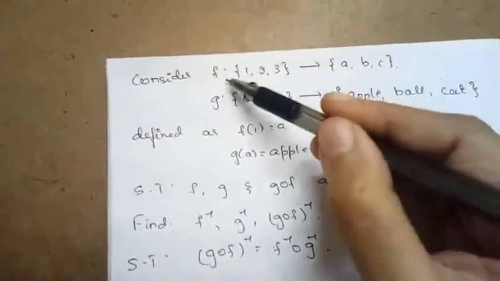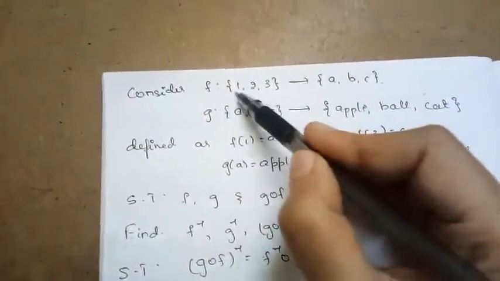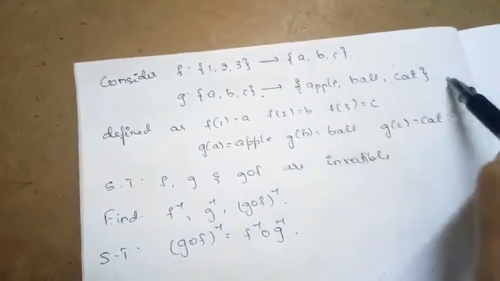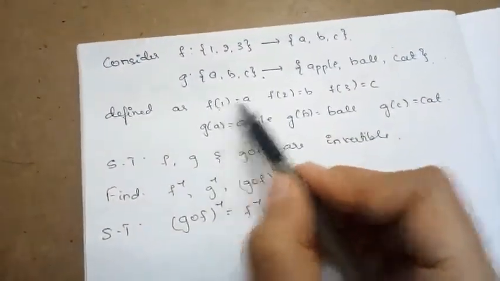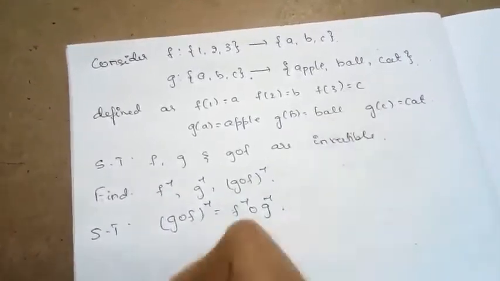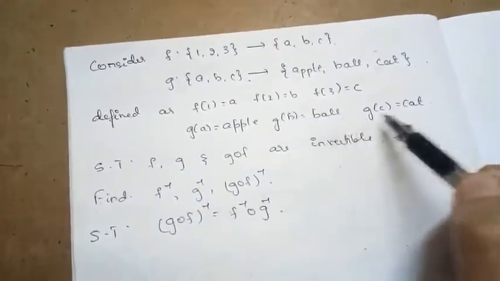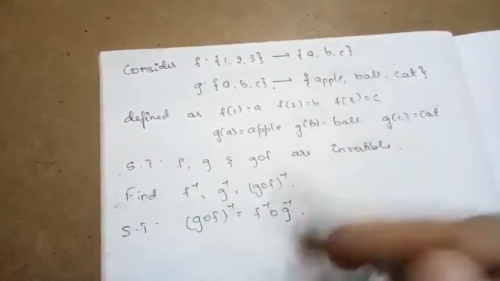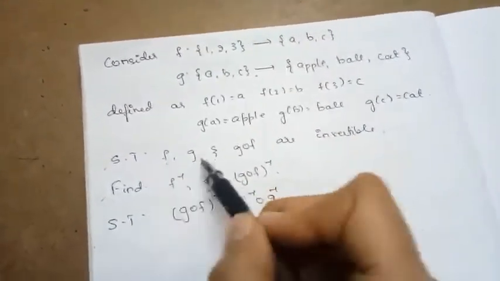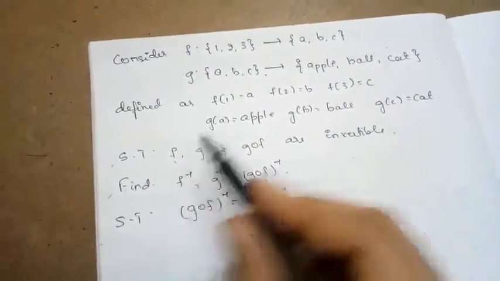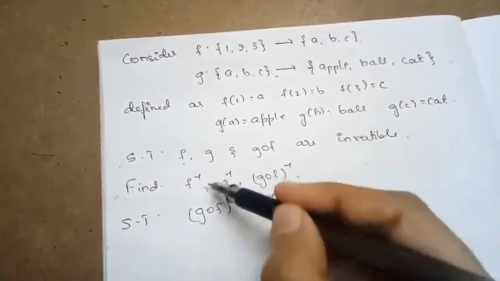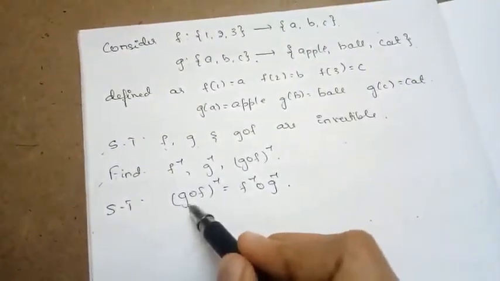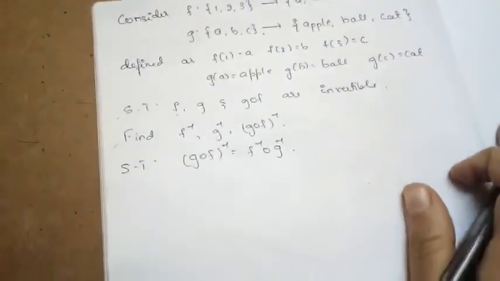So the question is, the function f is defined from {1, 2, 3} to {a, b, c}, and g is defined from the set {a, b, c} to the set {apple, ball, cat}. And how it is defined: f of 1 is a, f of 2 is b, f of 3 is c, and g of a is apple, g of b is ball, and g of c is cat. We have three things to show here. First is that f, g and gof are invertible functions. Since they are invertible, we need to find those inverse functions. After finding them, we need to show that gof inverse is equal to f inverse of g inverse.